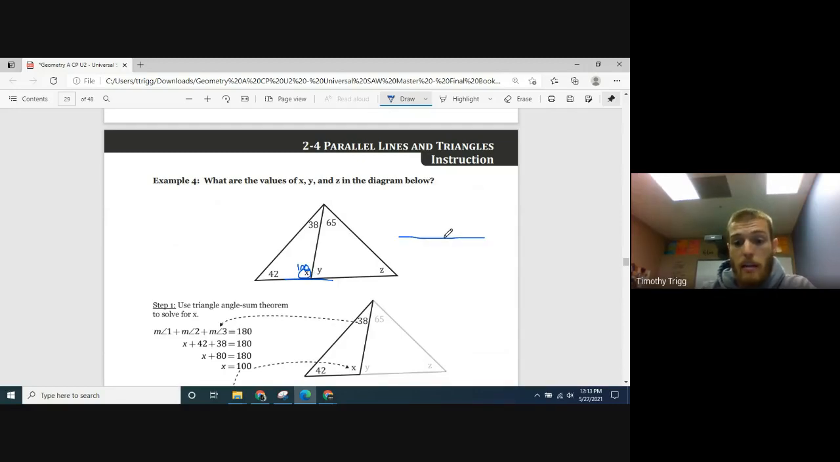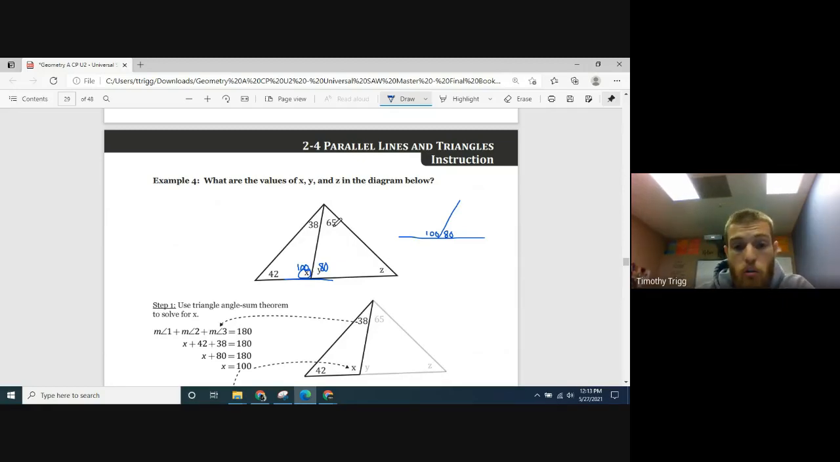That means two angles that form a straight line. In this case, this one's 100. So this one must be 80 because they're on a straight line together. And remember, two angles that form a straight line together are always supplementary, meaning they always add up to 180.